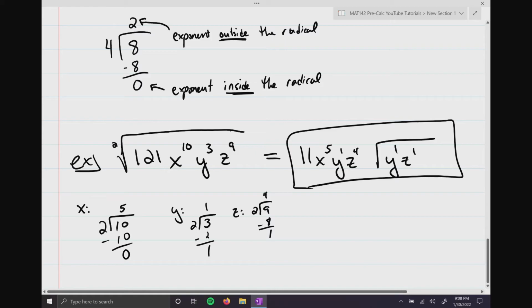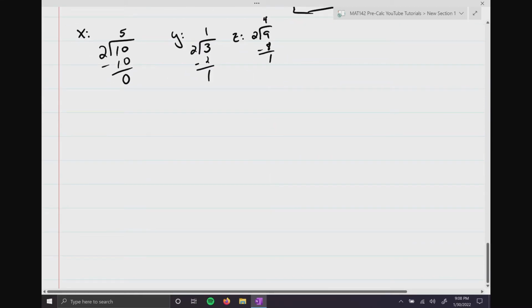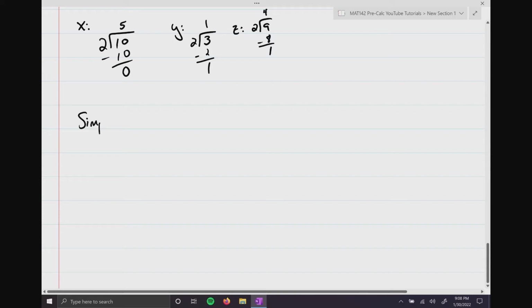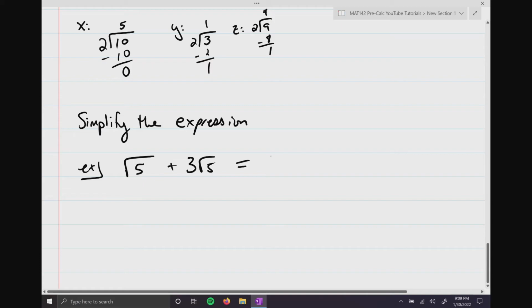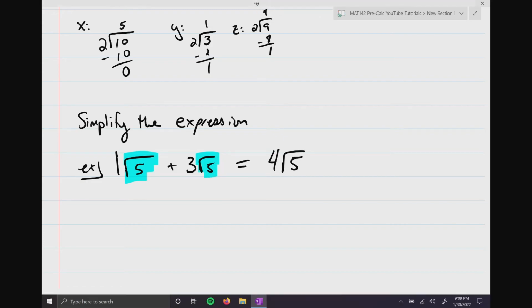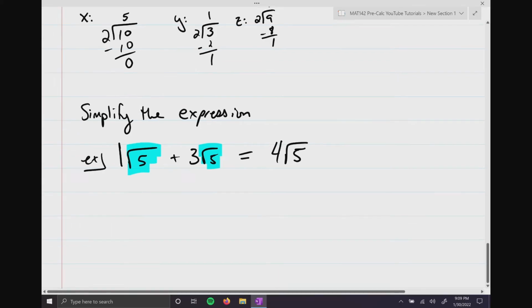All right. Now we're going to transition into simplifying radicals using expressions. So for example, the square root of 5 plus 3 square roots of 5 is 4 square root of 5. And we can do that because technically there's a 1 out in front of the first square root of 5. And then the radicals themselves match. So it's just like combining like terms. The hard part becomes, what if they don't match? Like, how do you do that? So here's an easy example here.